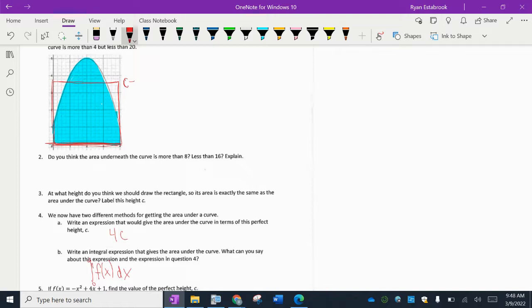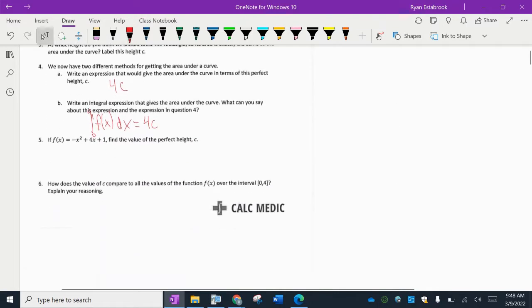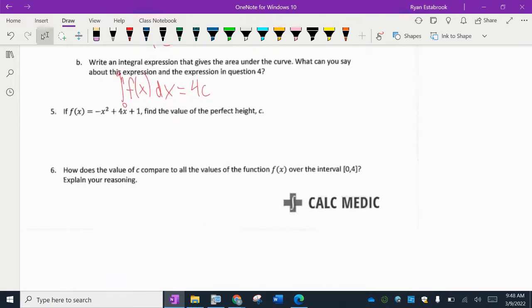And then what can you say about this expression and the expression in question 4a? They're supposed to be equal to each other, right? So we're going to say that these two are equal to each other. In question 5, we're given a little bit more information about this one. f of x looked like a quadratic. In fact, it is. It says f of x is negative x squared plus 4x plus 1.